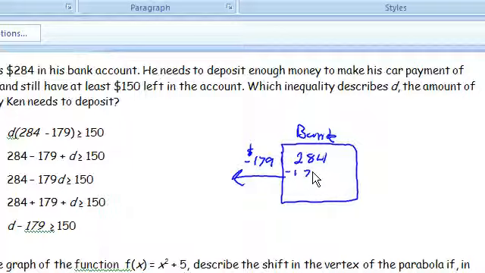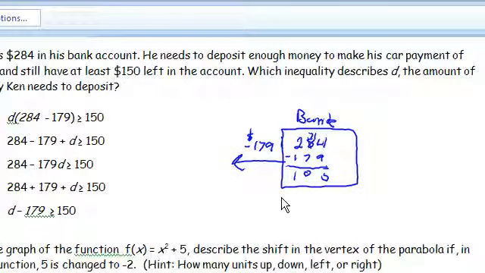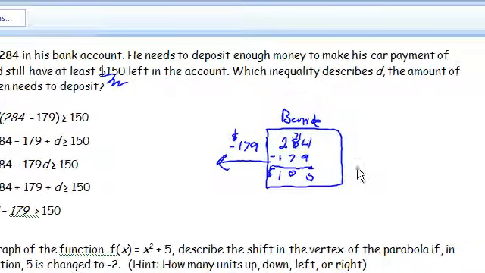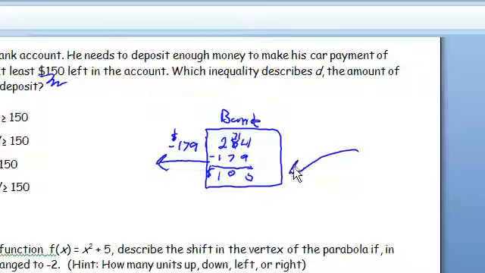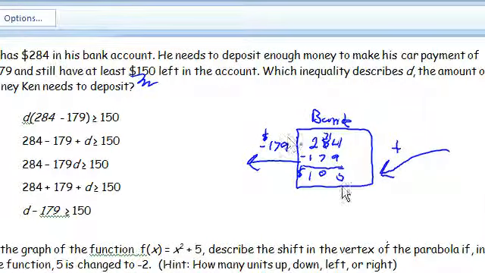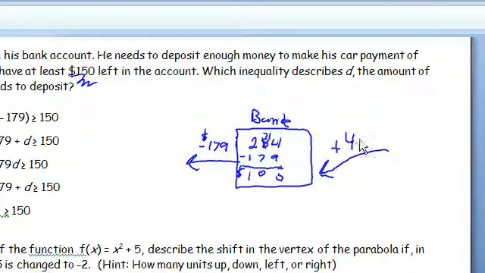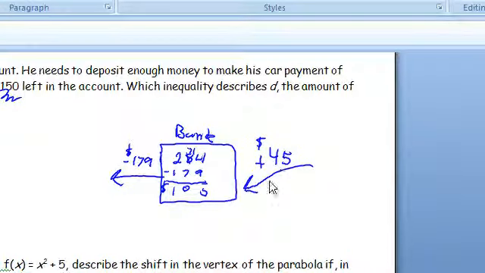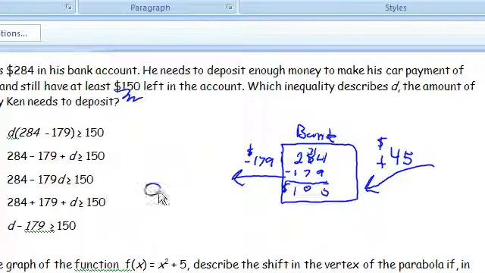So let's subtract 179 from that right there. That would leave him with $105 left in his bank account, but he needs at least $150 in his bank account. So he would need to add enough money to bring that balance up to $150. So that would be a cash inflow of $45. Let's see here. This is to make his car payment.